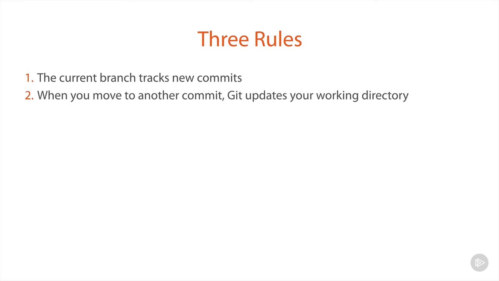Second rule, your working directory is updated automatically. When you move to a commit, for example with git checkout, Git replaces the content of your working directory with the content that can be reached from that commit. Rule 3. Any commit, blob, or tree that cannot be reached from either a branch, head, or a tag is considered dead and can be garbage collected.